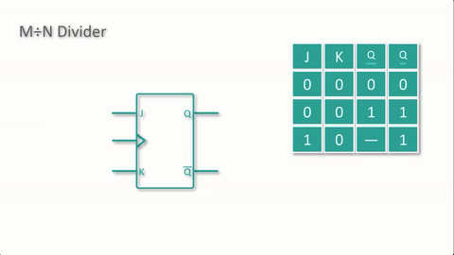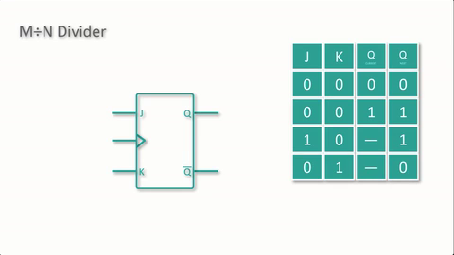And similarly, if the J input is low and the K input is high when the clock ticks, the flip-flop is unconditionally cleared. The Q output is driven low and the Q bar output is driven high. Okay, so far, so good.